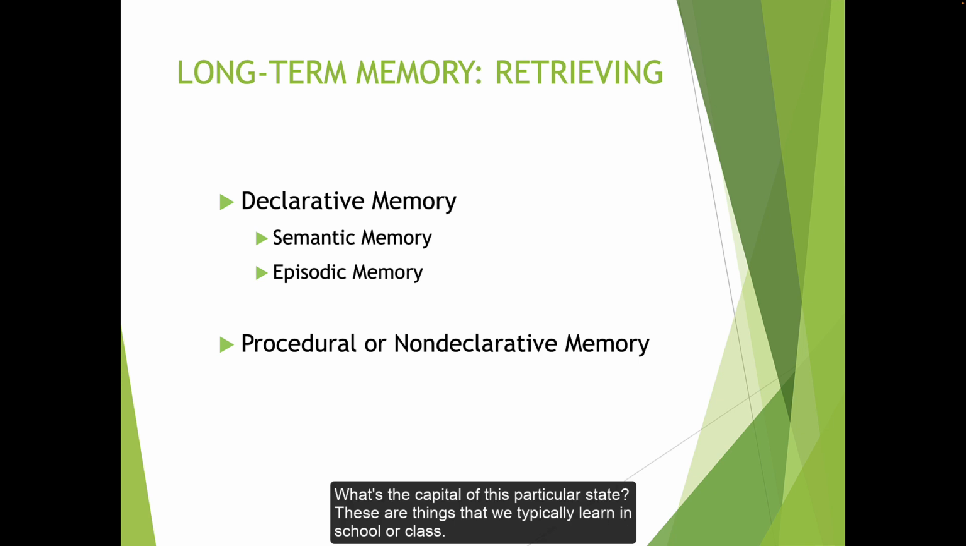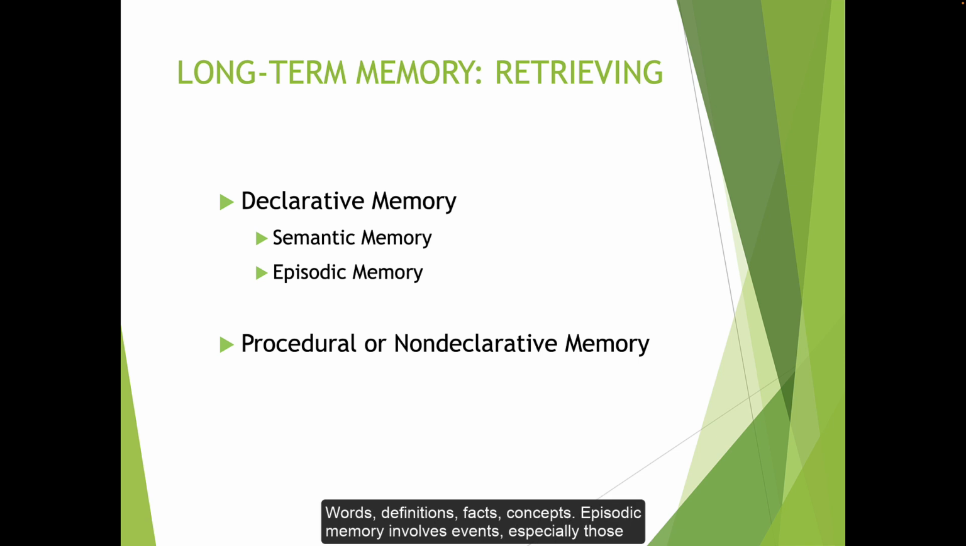What's the capital of this particular state? These are things that we typically learn in school or class. Words, definitions, facts, concepts. Episodic memory involves events, especially those things that are personally relevant, personal experiences or episodes. Activities, names, hobbies, your favorite things like a restaurant or activities that you enjoy engaging in.